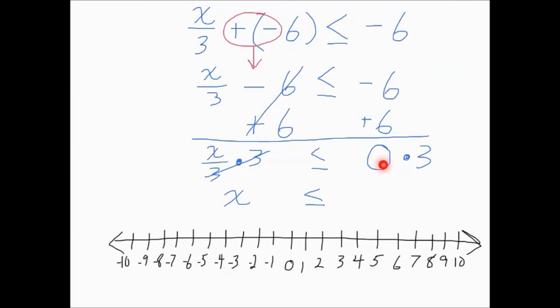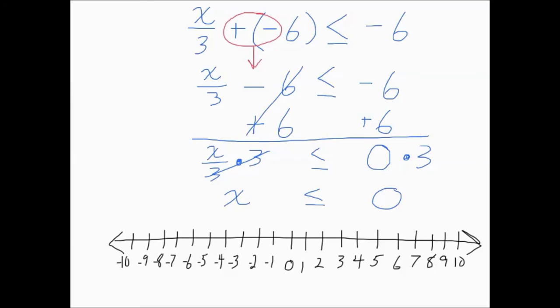Now, 0 times 3 is 0. Anything times 0 is 0. So we have 0 over here. So this is the solution to our inequality. X is on the side with the point, which means it's less than the other thing. And we also have this line here, so it could also be equal to it. So we have that x is less than or equal to 0.